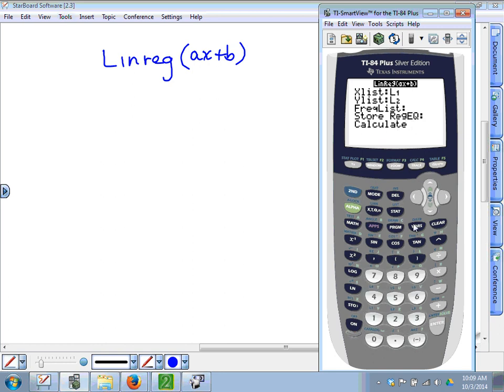Okay. The first thing your calculator needs to know is which lists did you type your numbers into? Which list did we type our numbers into? L1 and L2. Now that's the default, and so if you have the new software, it puts those in automatically for you. The X list was L1, the Y list was L2. If you've got the old software, you've got to type those in manually.